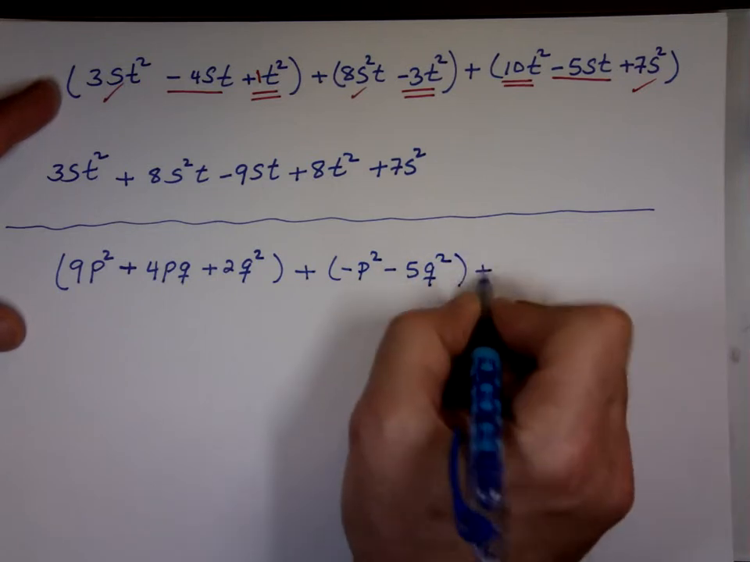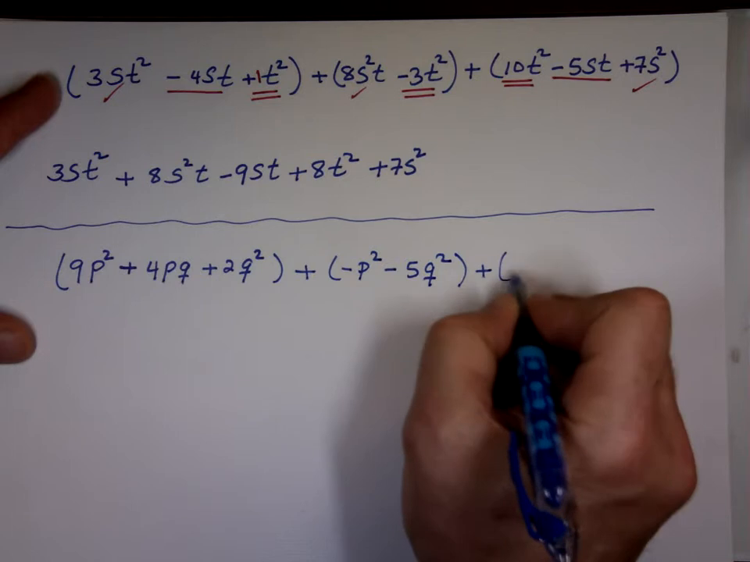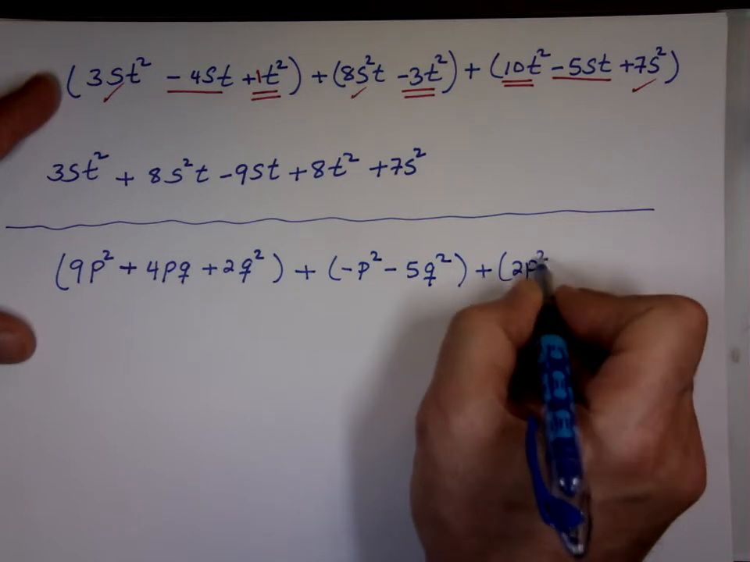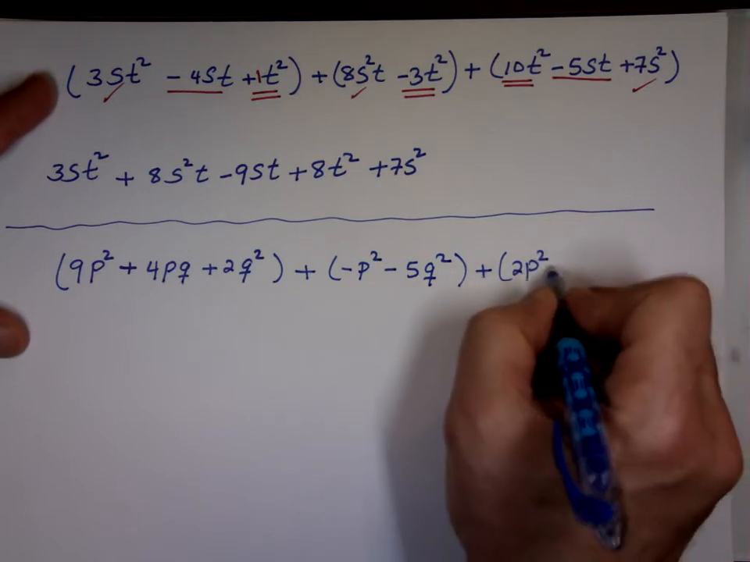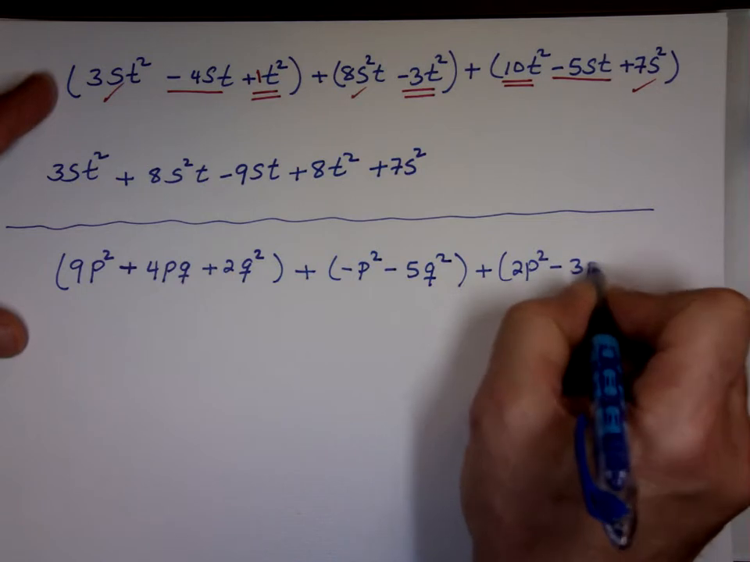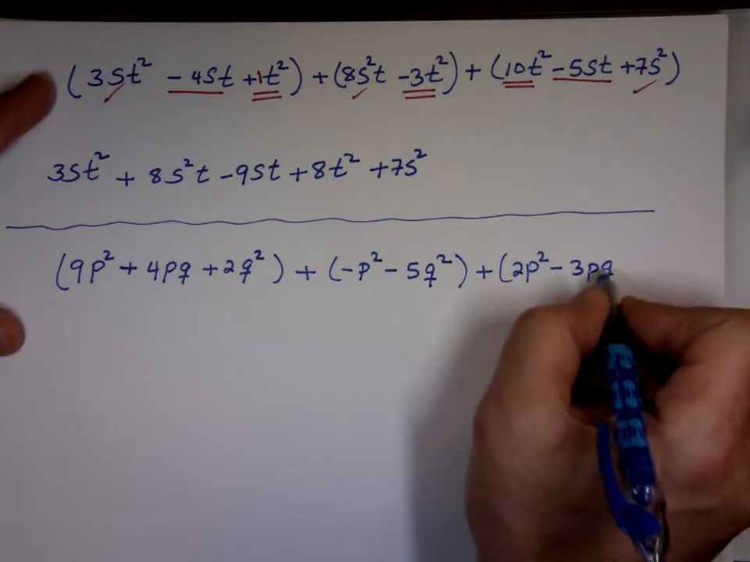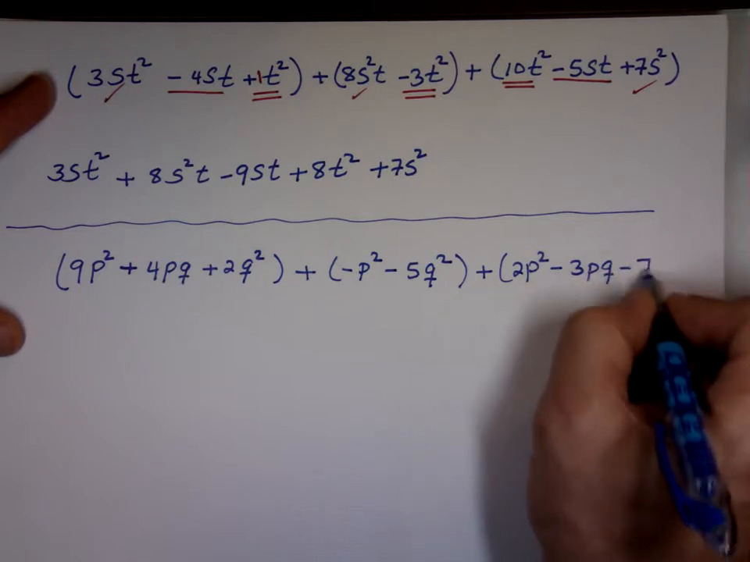I want to add to it 2p squared minus 3pq minus 7q squared.